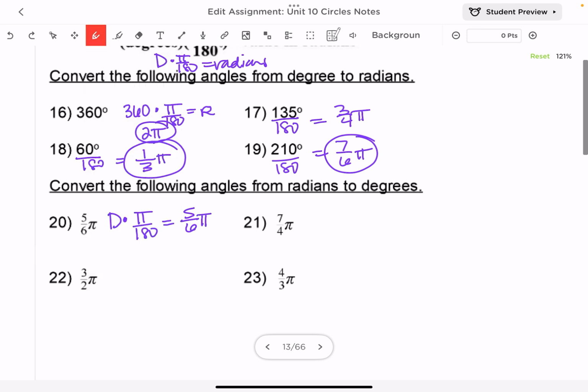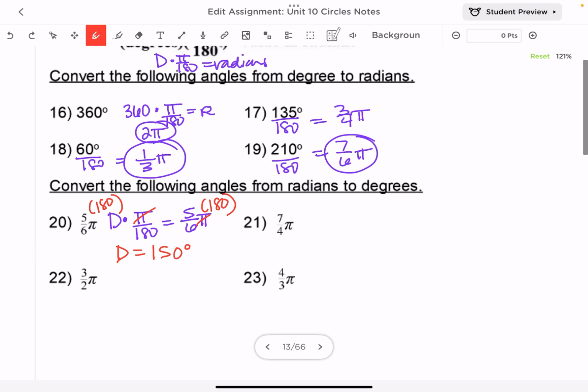Okay, so let's think about what we would have to do to solve this. Well, I have a pi on both sides. Those are going to cancel out. So I still have that divided by 180 on the bottom. So I need to multiply both sides by 180 to solve for degrees. So that leaves me with degrees equals, whoops, I just wrote the wrong number, 150 degrees. So 5/6 times 180 is 150 degrees.